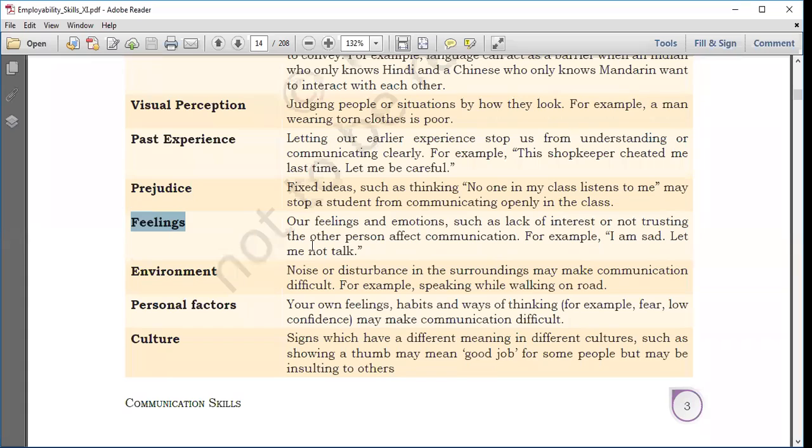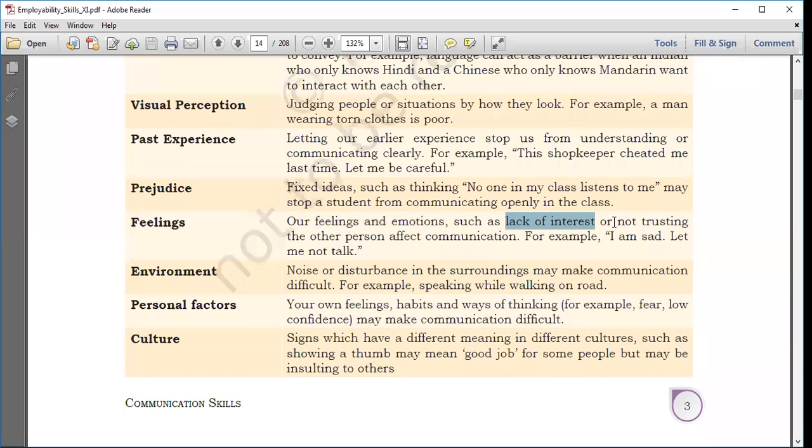Feelings can also be a barrier. Feelings and emotions such as lack of interest. If you're not having interest in somebody, like if कोई बात कर रहा है आप उसको सुन भी नहीं रहे हो, that is lack of interest, you are not interested to listen to that. So that also works as a barrier.